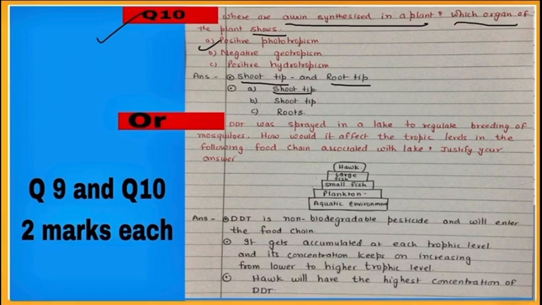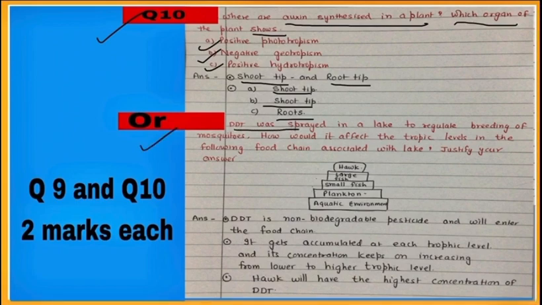It moves towards the light. B. Negative geotropism. Shoot tip shows negative geotropism. It moves away from the gravity. C. Positive hydrotropism. Roots show positive hydrotropism. Roots move towards water. Now there is a choice in question number 10.